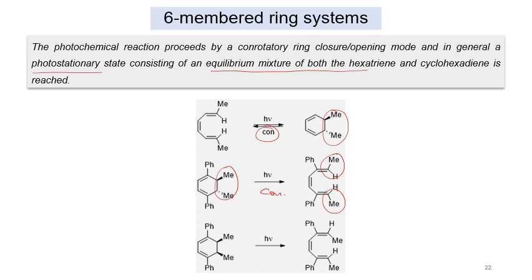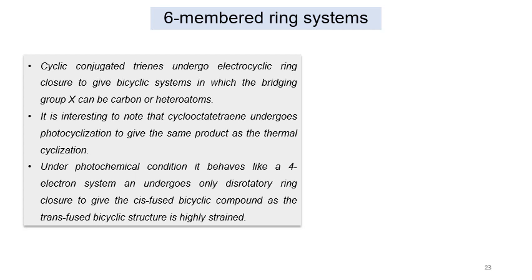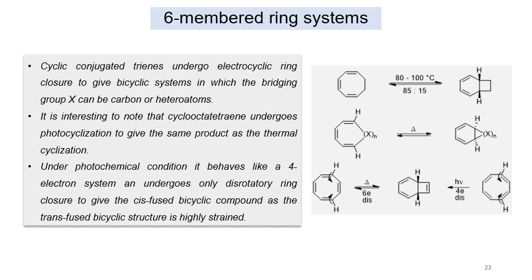Even in this particular isomer, you can see both of these from this. Clearly, in both cases, this is a conrotatory ring opening. In the case of cyclic conjugated trienes, for example, these can undergo electrocyclic ring closure to give you bicyclic systems of this kind.